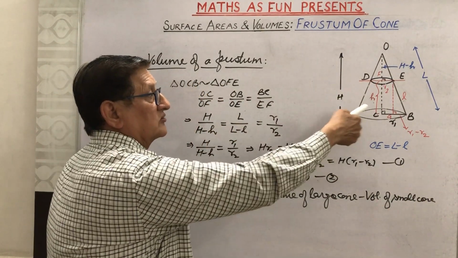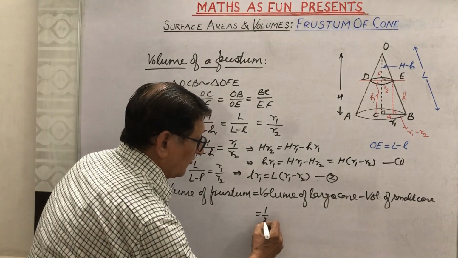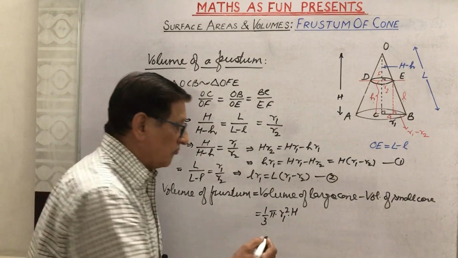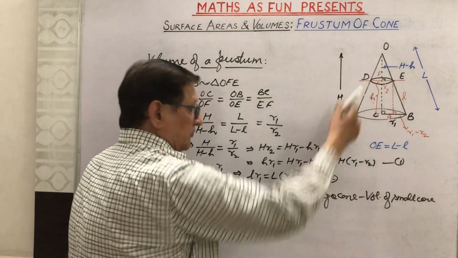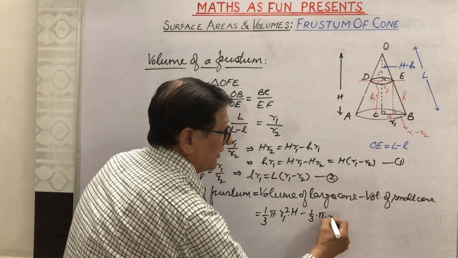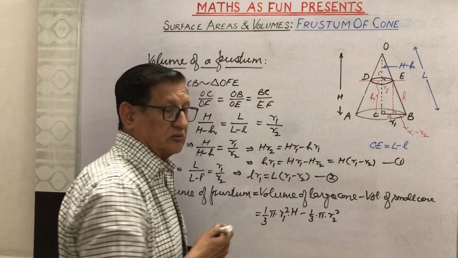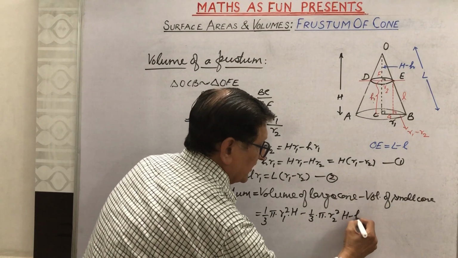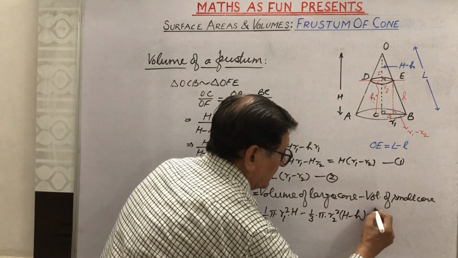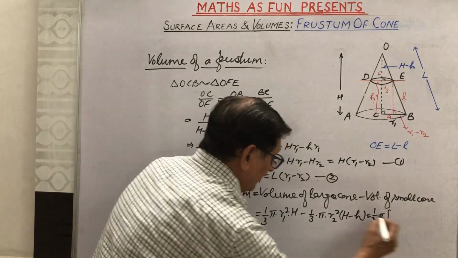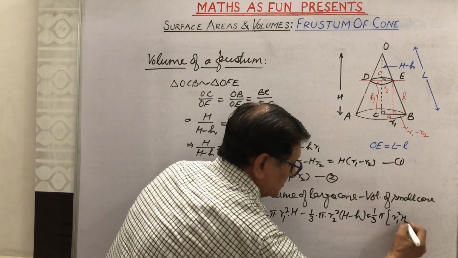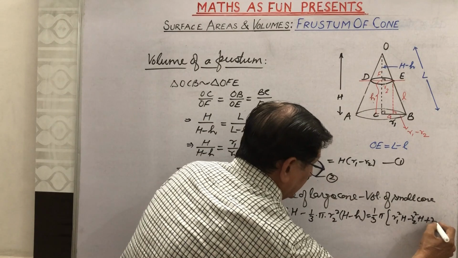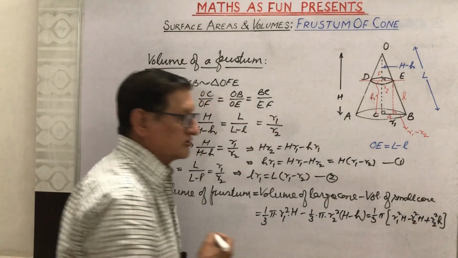What is the volume of large cone? The volume of the large cone is 1 by 3 pi into R1 square into capital H, minus volume of the smaller cone, that will be 1 by 3 into pi into R2 square because the radius is R2 into, in place of H, this will be H minus h or not. If we take 1 by 3 pi common, we will have here R1 square H minus R2 square H and plus this will be R2 square small h or not.